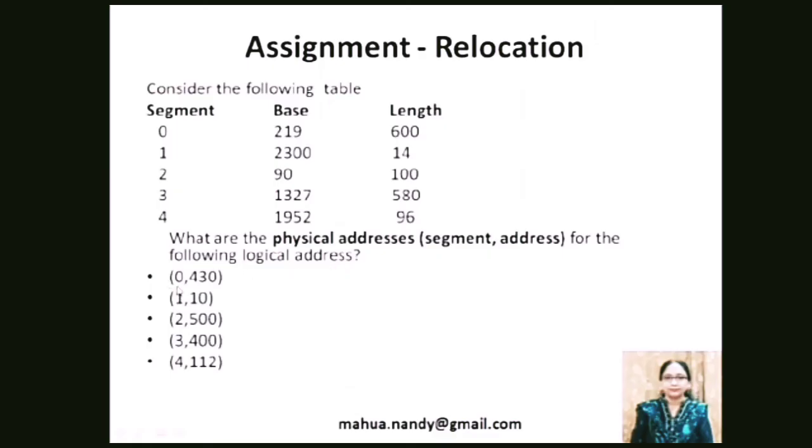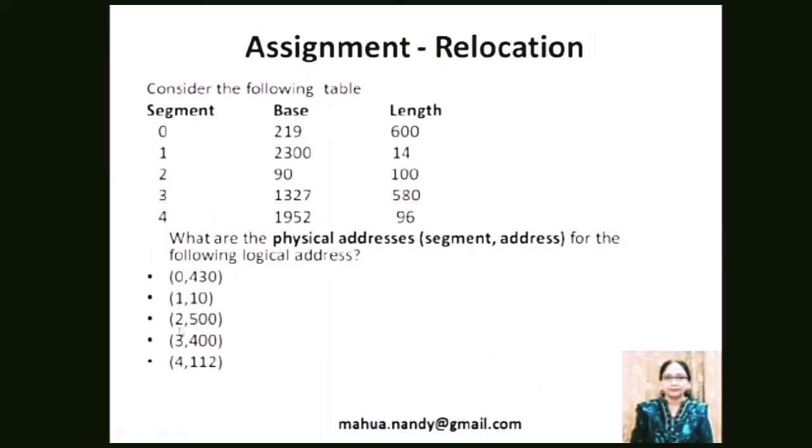For the 0th segment, the logical address generated is 430 and the base register content for the 0th segment is 219. So the logical address generated 430 will be added to the base register content 219 and we will be getting the physical address. If the obtained physical address exceeds the length, then the interrupt will be generated.